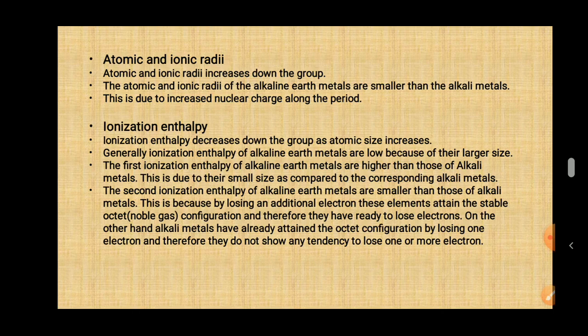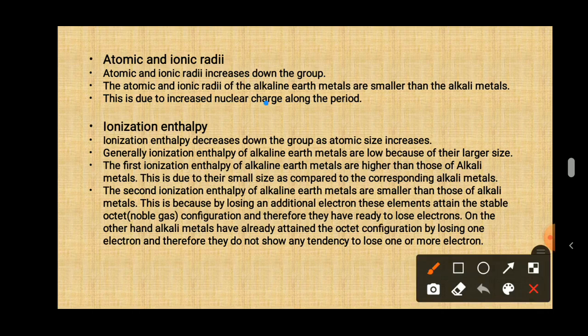So based on that, the radius of alkaline earth metals is smaller than that of the alkali metals because of the increased effective nuclear charge along the period. Here you have to apply the concept of variation of atomic radius along the period. Now the next concept, that is ionization enthalpy.